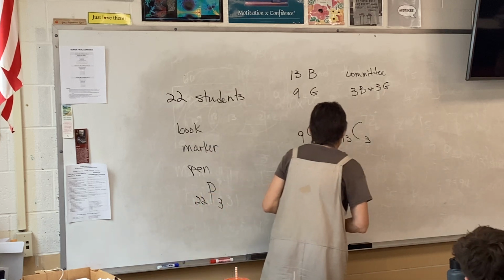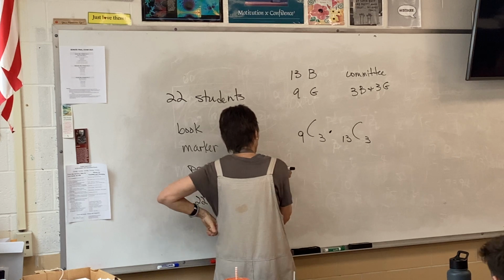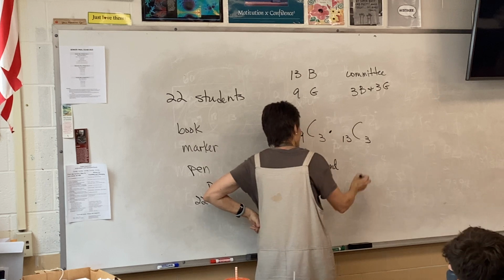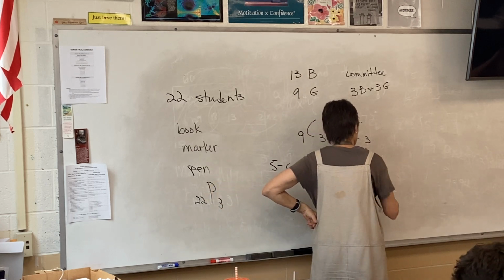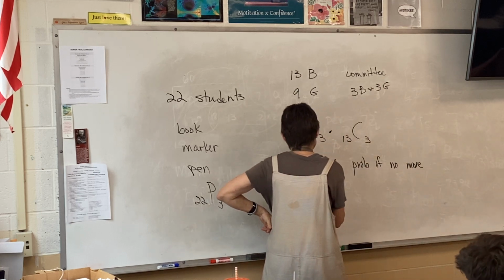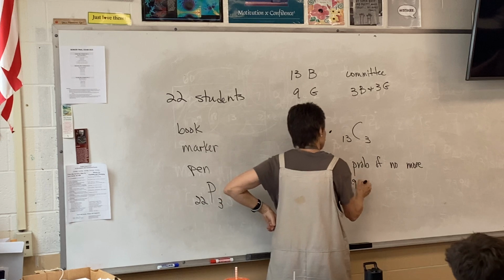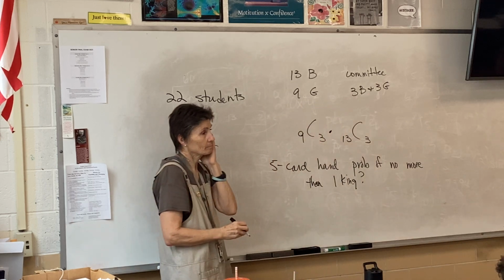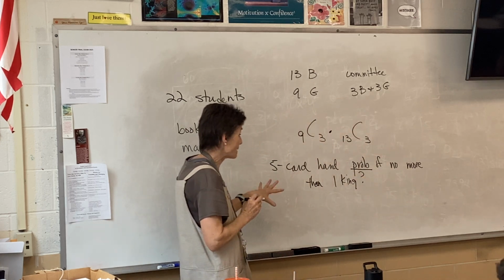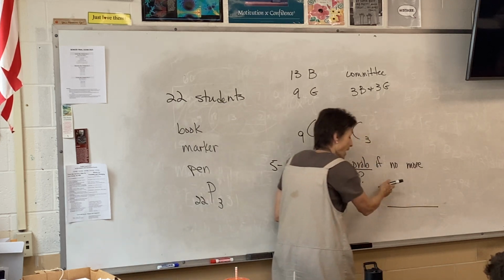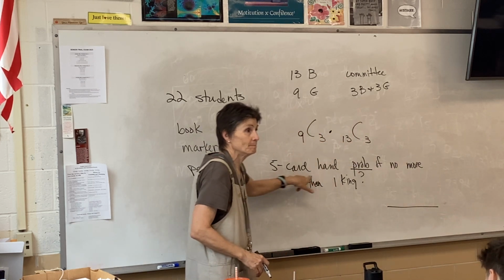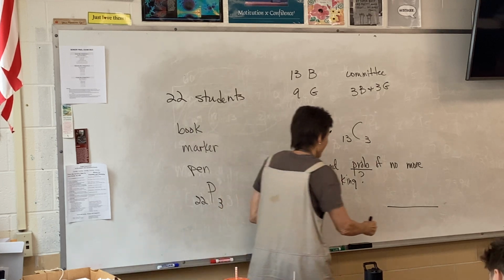Now, what if I had a 5-card hand, and I want the probability of no more than 1 king. Now this is a probability question, which automatically means you're going to have a top and a bottom, a fraction. What's going to go in the bottom? 52C5.